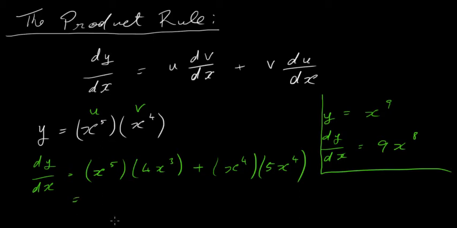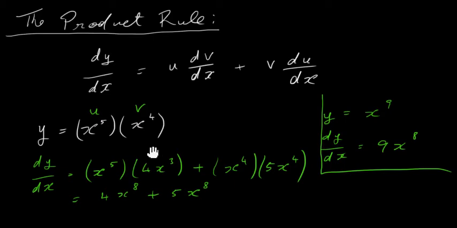We have x to the power of 5 times 4x to the power of 3. Well, 4 ones is 4. x to the power of 5 times x to the power of 3: add the indices here, so you get 5, 6, 7, 8. So we get 4x to the power of 8. Plus, here we have x to the power of 4 times 5x to the power of 4. That's 5 times 1, which is 5. x to the power of 4 times x to the power of 4 will give me x to the power of 8. When you add the indices here, 4 and 4 is 8.